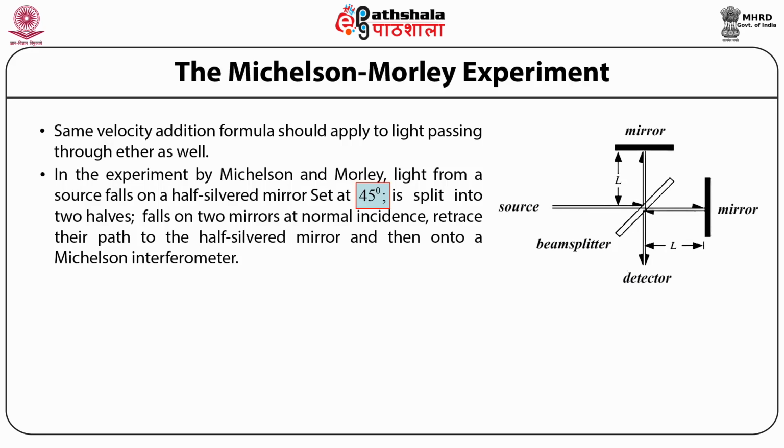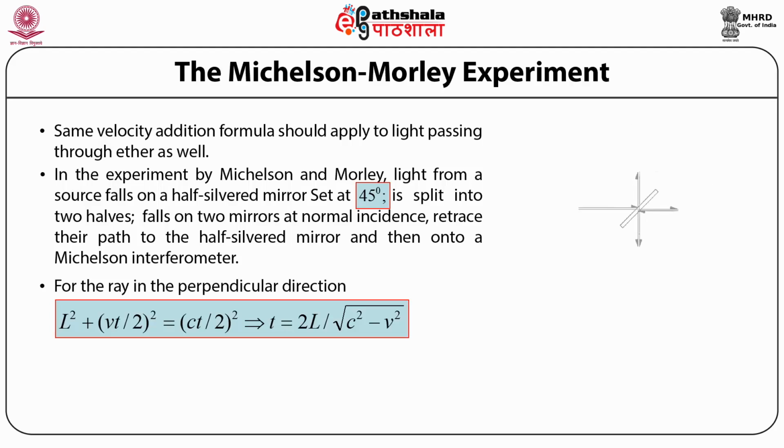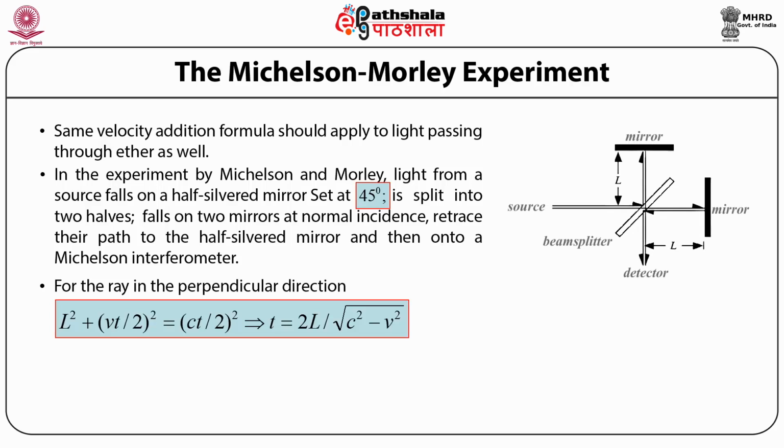So using the law of addition of velocities for the ray in the perpendicular direction, that is the ray going to mirror 1, if the distance between the beam splitter and the mirror is capital L, v is the velocity with which the entire experimental setup was moving along the direction of propagation of the electromagnetic wave, and t is the time these waves took to reach the detector, then for the ray in the perpendicular direction we have L square plus (v times t by 2) whole square equal to (c, the speed of light, times t by 2) whole square.